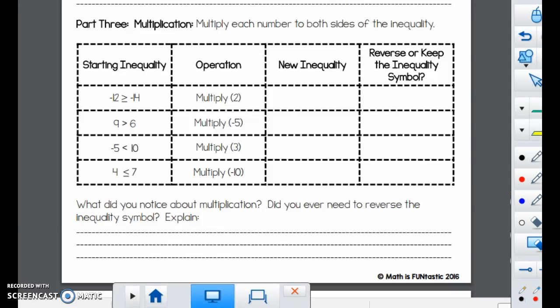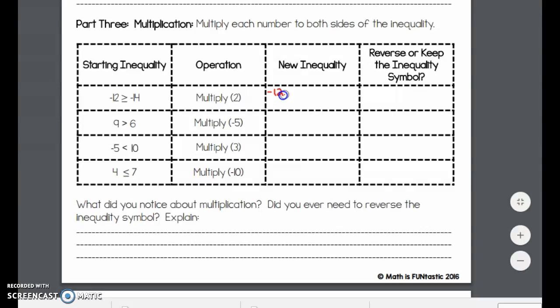We are going to start on the multiplication part of the homework. In this case, it says multiply both parts of the inequality by 2, so it's negative 12 times 2 is greater than or equal to negative 14 times 2. Put everything in parentheses here.